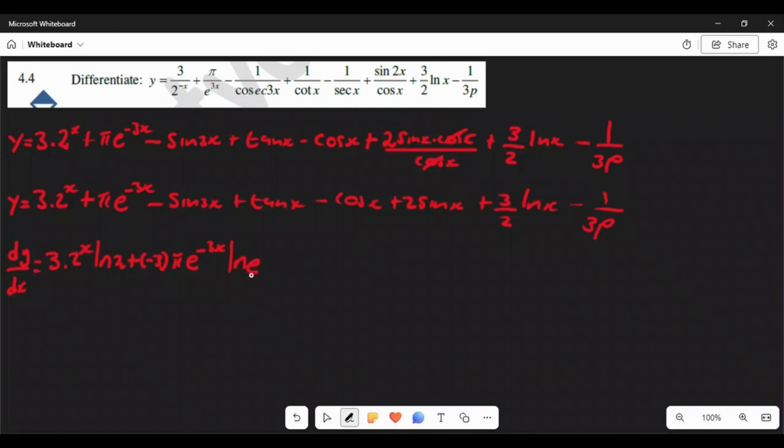Then we also put the base, which is e there, and then we come to this one here. We have negative sine 3x. So again here you're going to put negative, you multiply by the coefficient of x, which is going to be 3, and then what is the derivative of sine? It's going to be cos 3x, right? So we come to tan now.